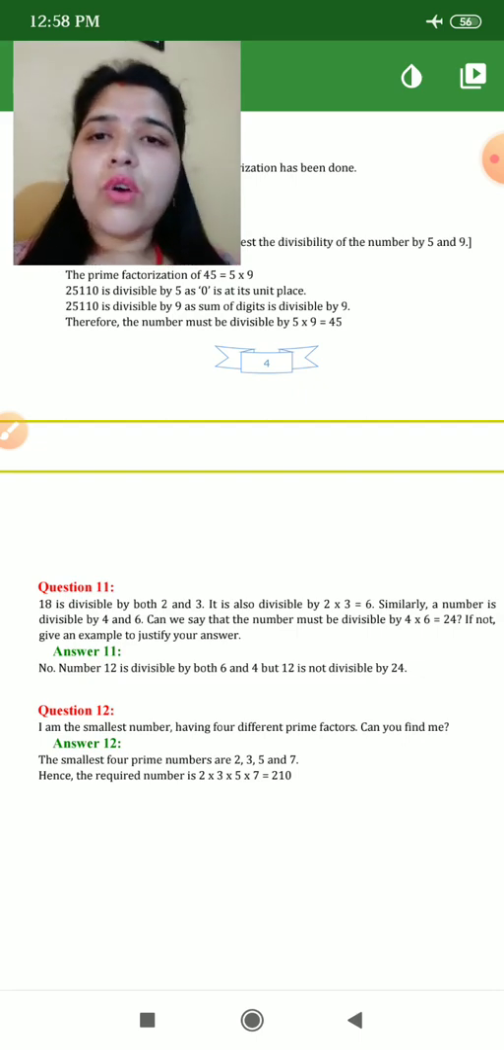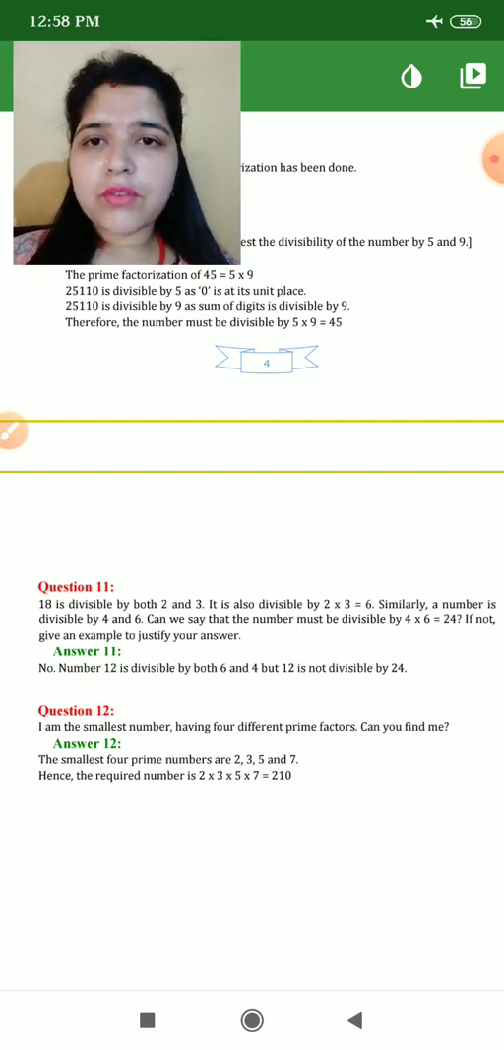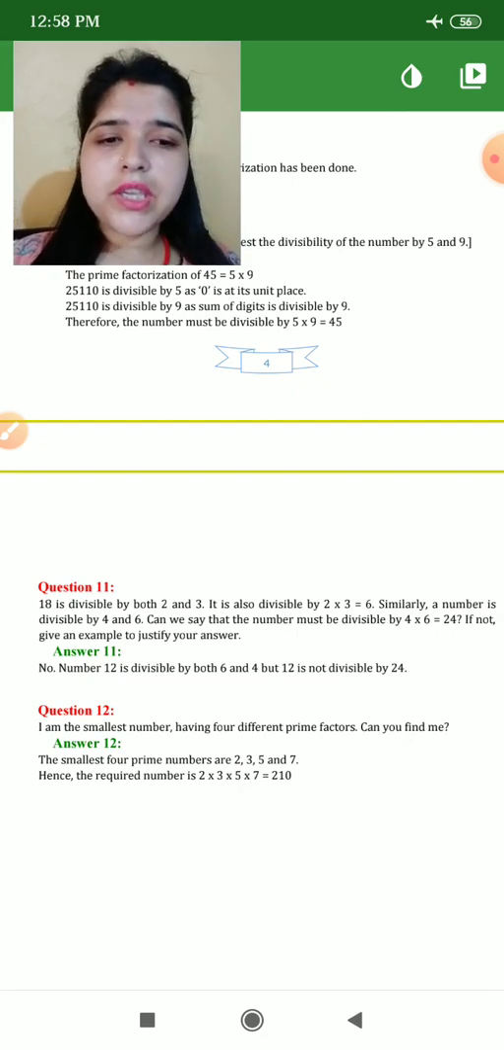OK children, now what you have to do is practice questions related to prime factorization and whatever we have discussed today, and it will be easy for you.